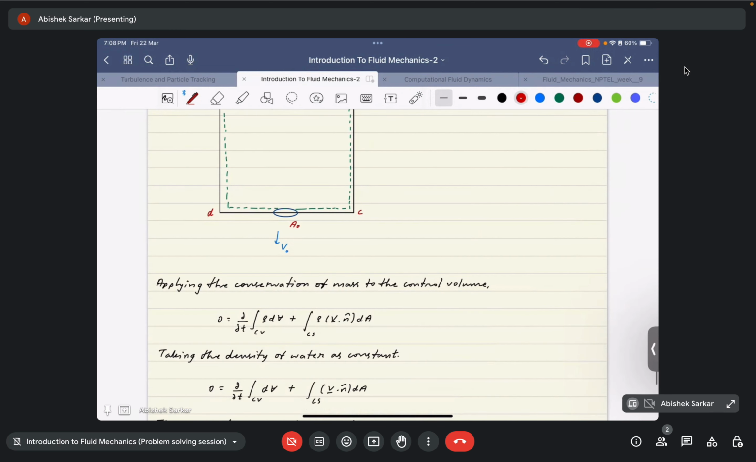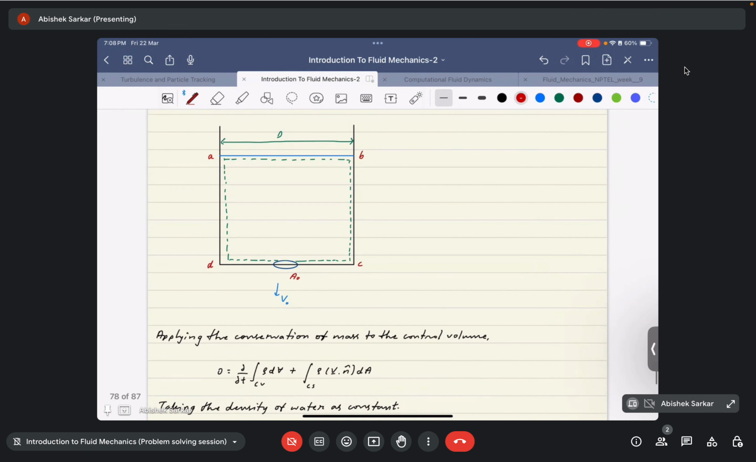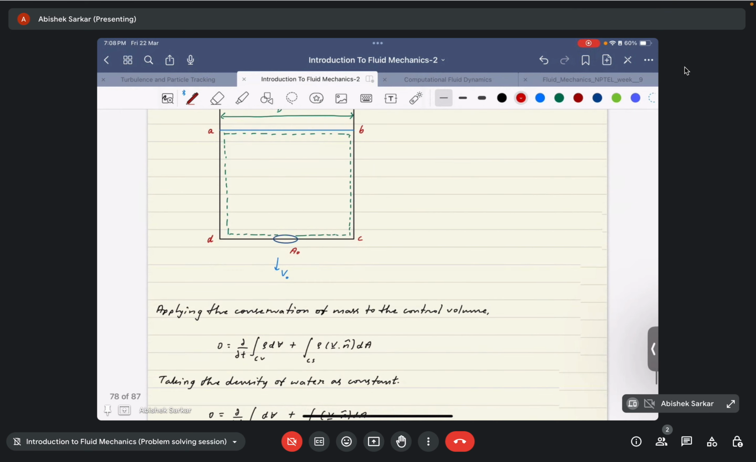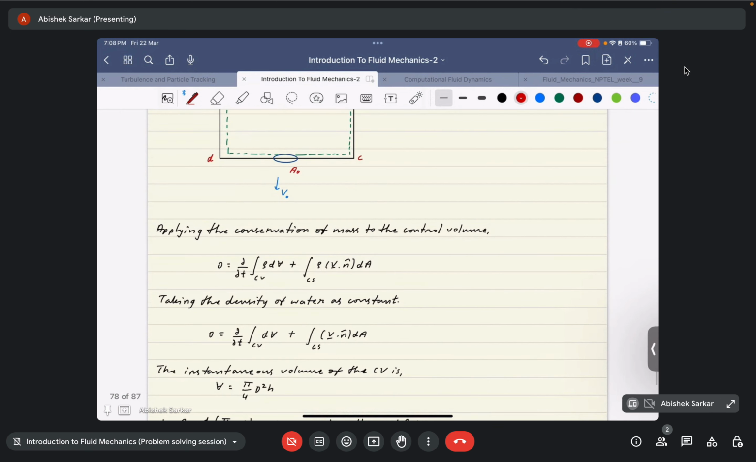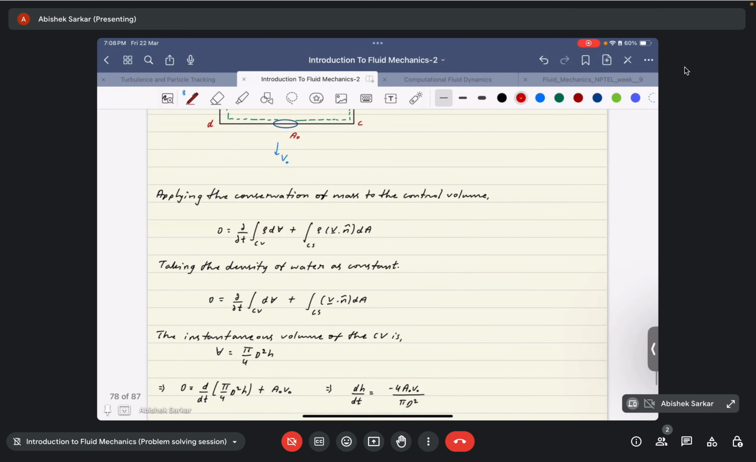If you apply the conservation of mass for this particular tank, we can choose the control volume to be of this form, because we know that the velocity profile at the exit of the hole is V0. Once you do that, we can write the generic form of the mass conservation, that is ∂/∂t of the integral of rho dV plus the net mass flux is equal to 0.